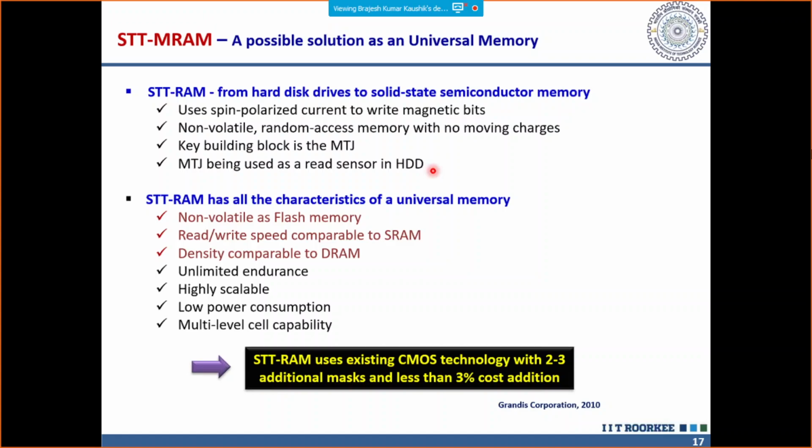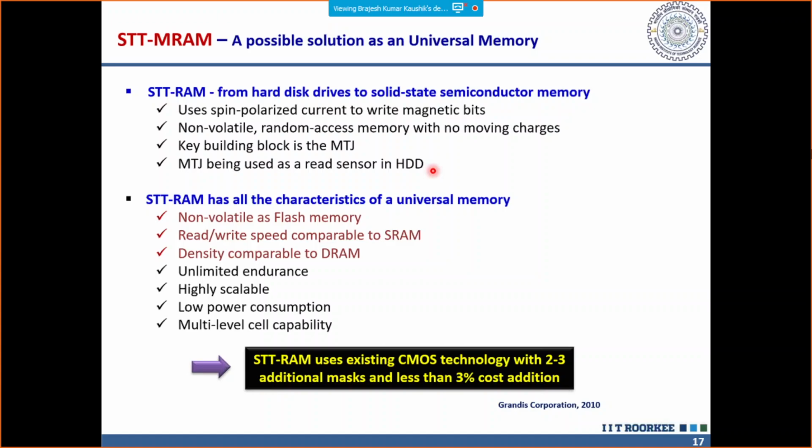So this STT-MRAM uses spin polarized current to write magnetic bits. It is non-volatile random access memory with no moving charges. And of course, the key building block for all these kinds of memories is the MTJ itself.